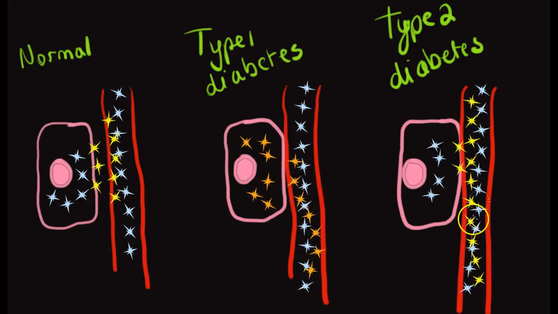whereas in a type 2 diabetic, you will have some elevated glucose, some elevated insulin, but no ketones, because some of the glucose does make it into the cell for ATP production.